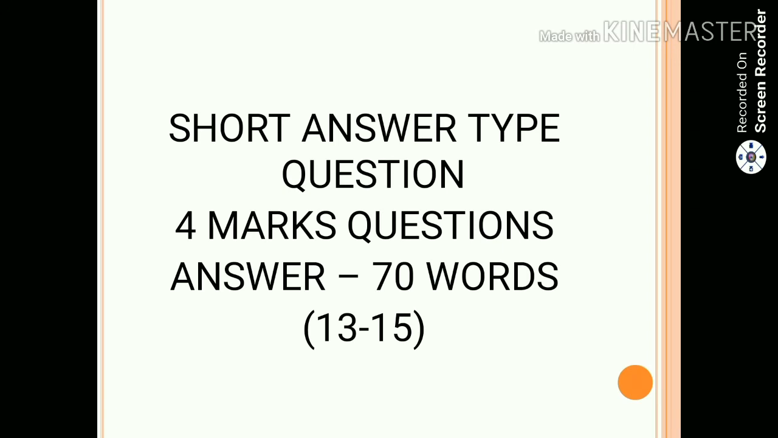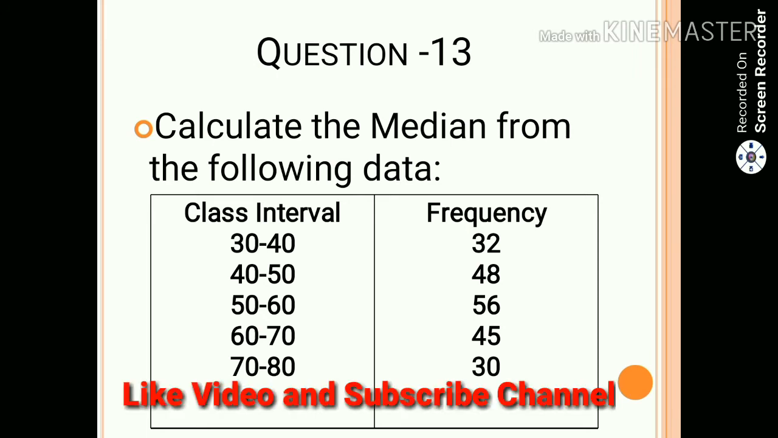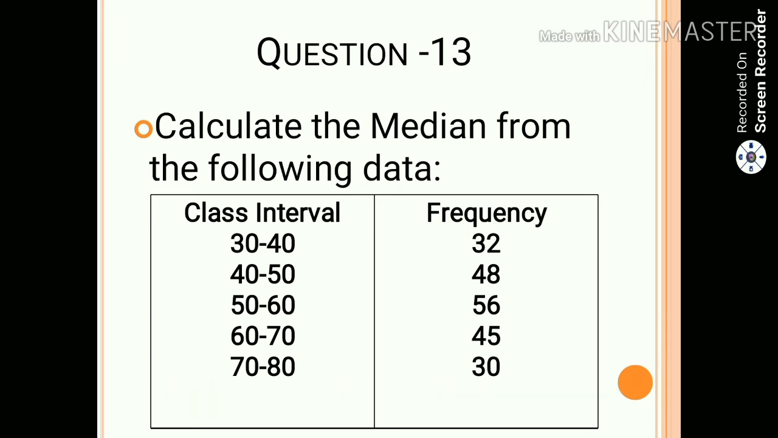Short answer type questions, 4-mark questions. Question number 13: calculate the median from the following data. The data are given: class interval 30 to 40, frequency 32; 40 to 50, frequency 48; 50 to 60, frequency 56; 60 to 70, frequency 45; 70 to 80, frequency 30. From the given data you have to calculate the median.